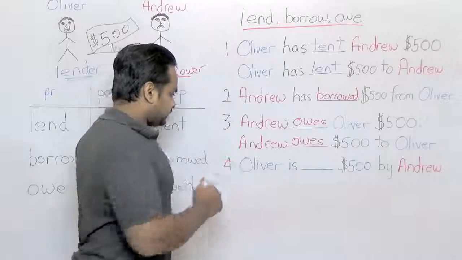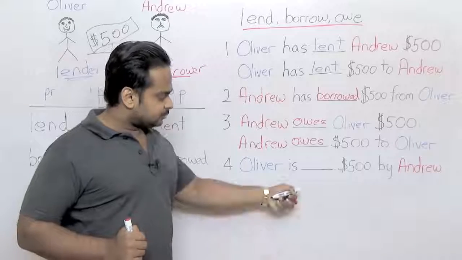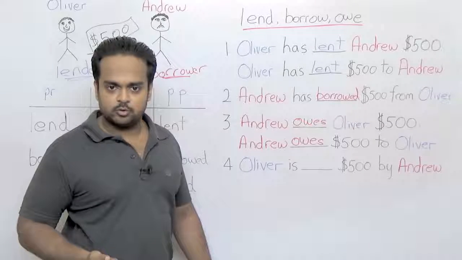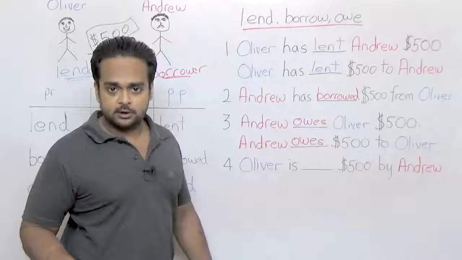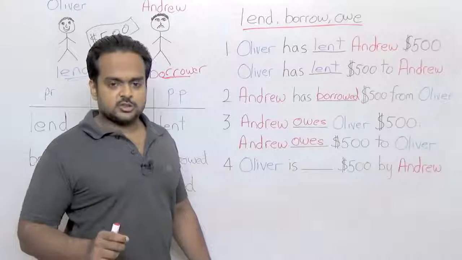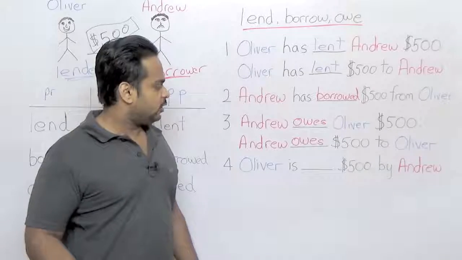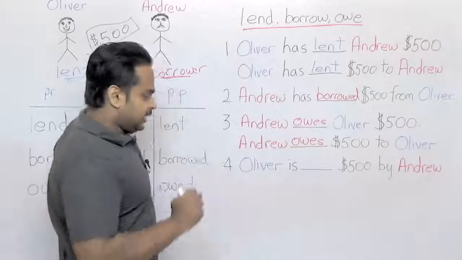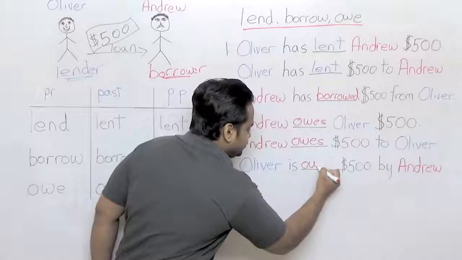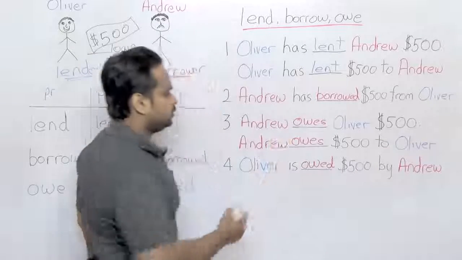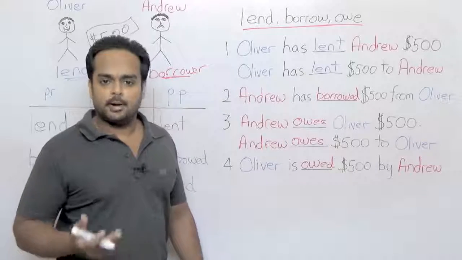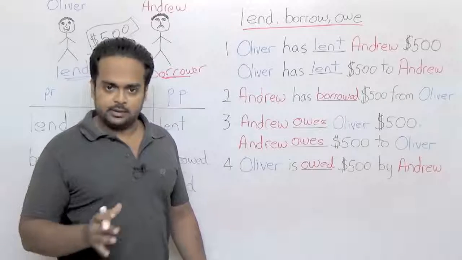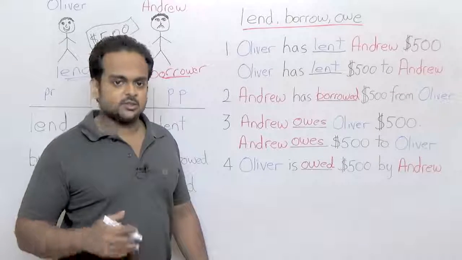Okay, but what about the last sentence? Oliver is $500 by Andrew. What word could we use here? Actually, this is just a special way of writing these sentences using owe. So here we write Oliver is owed $500 by Andrew. That is a third way of writing the sentence using owe.